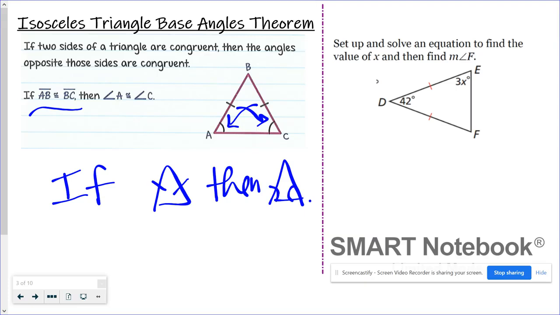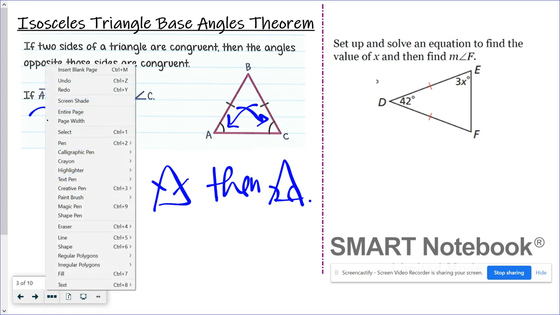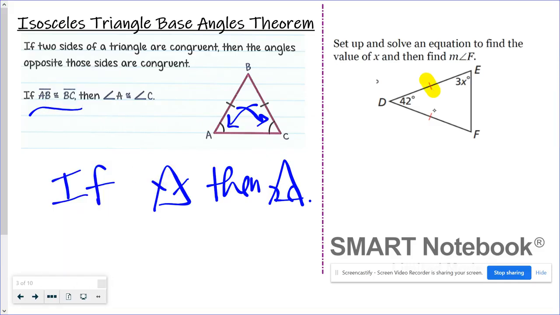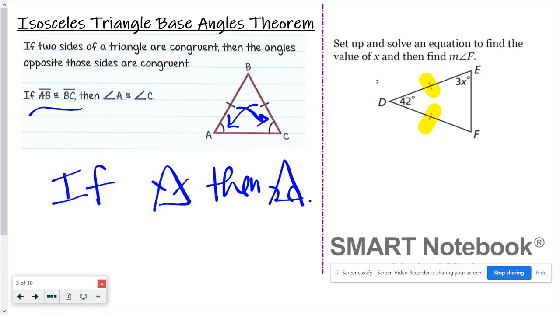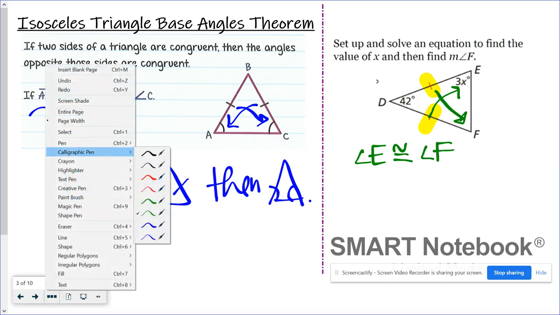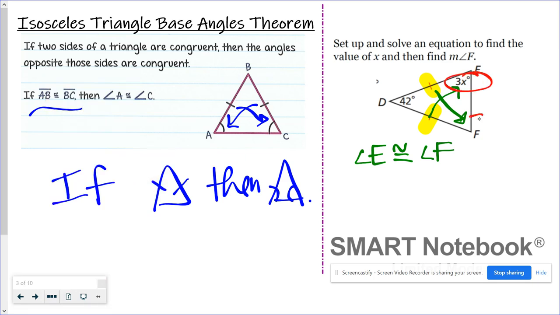So if we take a look at the example on the right, it says set up and solve an equation to find the value of x and then find the measure of angle F. Well, I see those tick marks here. Remember, these tick marks indicate that those two sides are congruent. And according to the base angles theorem, I know that the angles opposite those sides are also congruent. So that means that angle E is congruent to angle F. And if angle E is 3x degrees, well, that just means that angle F is also 3x degrees.